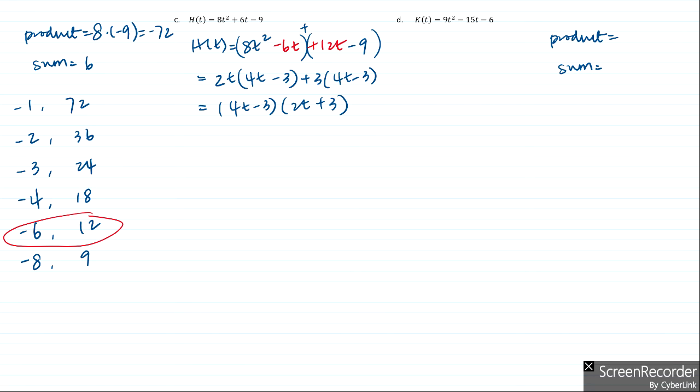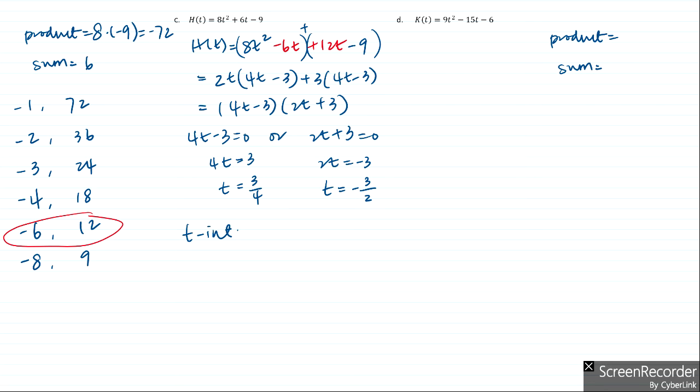Now using the zero product principle, 4t minus 3 equals 0, or 2t plus 3 is equal to 0. So 4t equals 3, t equals 3/4, or alternatively 2t equals -3, or t equals -3/2. So for our t-intercepts, we get (3/4, 0) or (-3/2, 0).